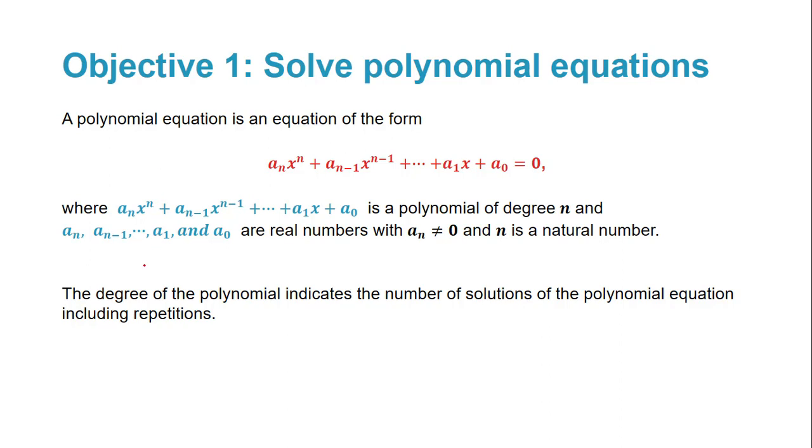Here are some examples of polynomial equations. In fact, you've already done some. Like 2x plus 5 is equal to 0. Right? 2x plus 5 is a polynomial of degree 1, so that was a linear equation. 3x squared minus x minus 4 is equal to 0. That's a quadratic equation, and 3x squared minus x minus 4 is a polynomial of degree 2.